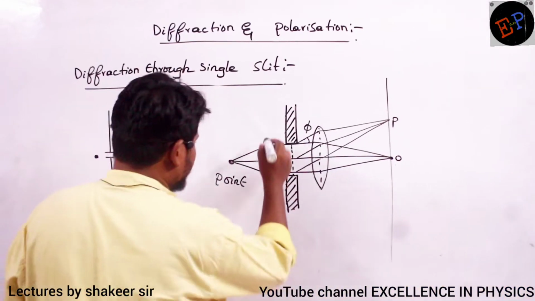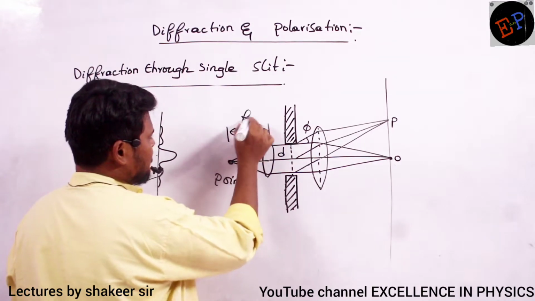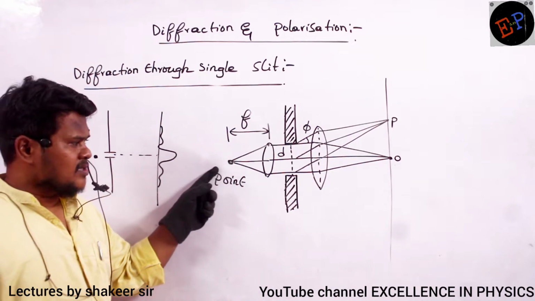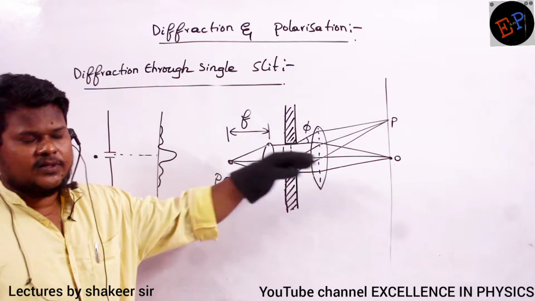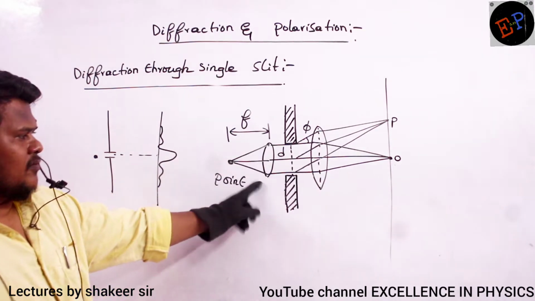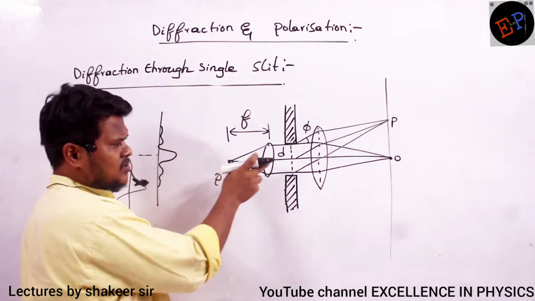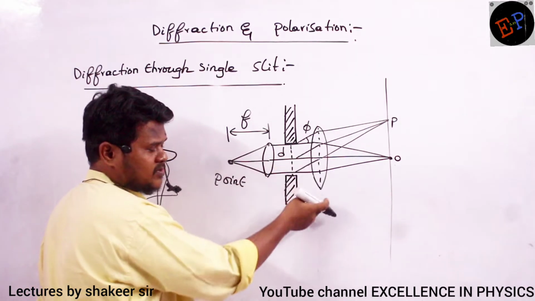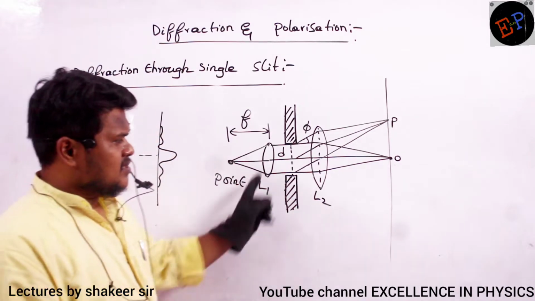The distance between this lens and this point source should be the focal length. If the object is present at the focal length, then only the light rays after passing through the lens travel parallel to the principal axis. Already we have studied. So at this distance, I place one converging lens. Now light rays are traveling parallel through the slit, through the small hole. After this, again I am placing a bigger lens. So this is lens L1 and this is my lens L2. This is again a converging lens.